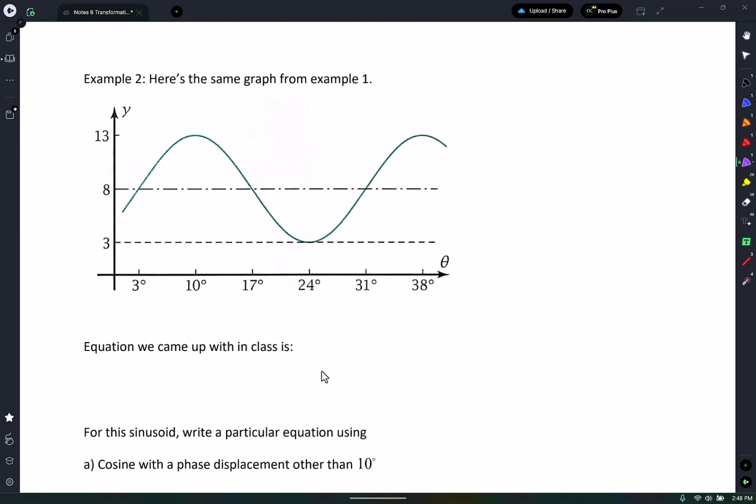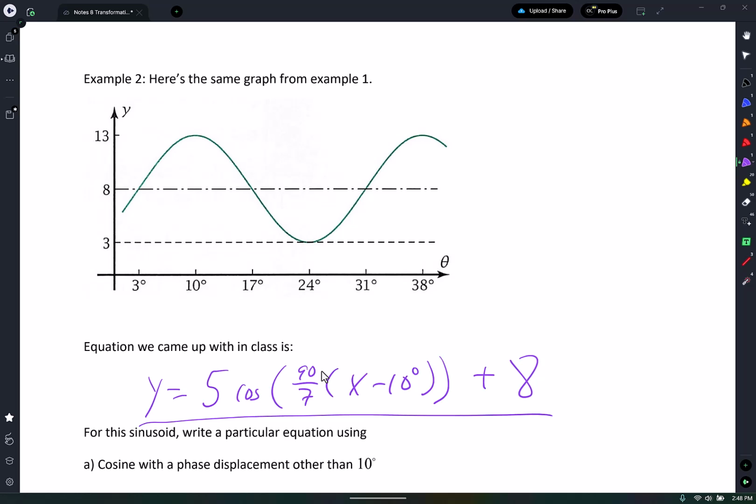Don't worry, we're almost done. This is the equation we came up with in class. This is the same graph: y = 5 cos(90/7 (x − 10°)) + 8. That's the one we came up with right now.